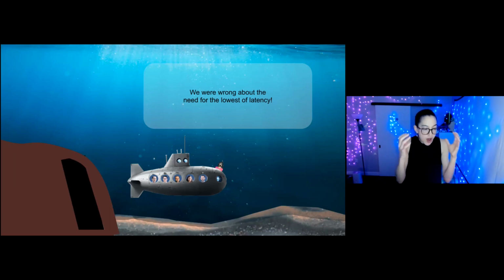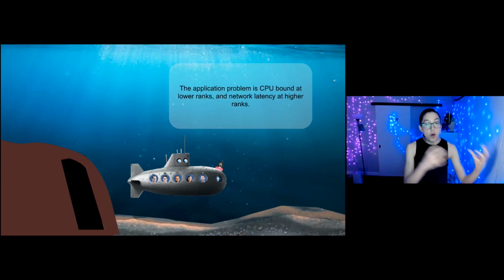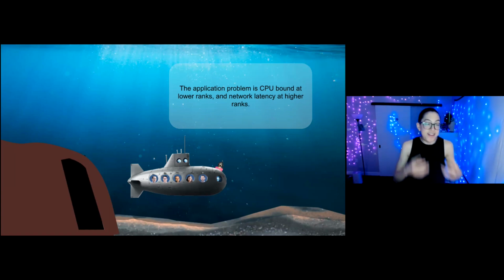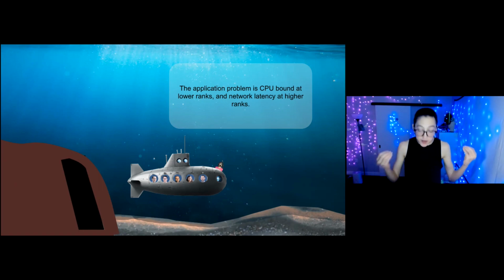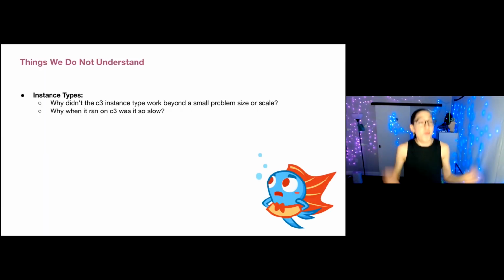We were like, wow, we were actually wrong about always having the need for the lowest of latency. The latency doesn't have to be super low. It just has to be good enough. And in fact, our application problem is CPU bound at lower ranks and network latency at higher ranks. And the reason it works so well on cloud is because the cloud has really awesome, shiny new CPU. So at this point, we could kind of return to the service. And this is where we are today.